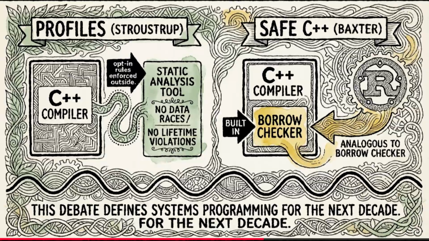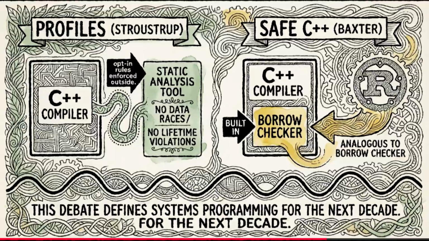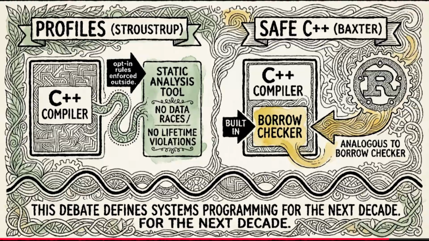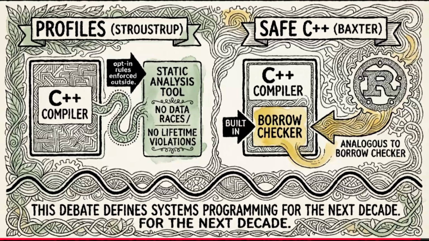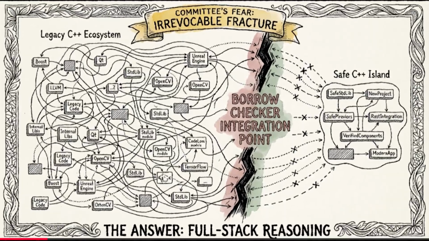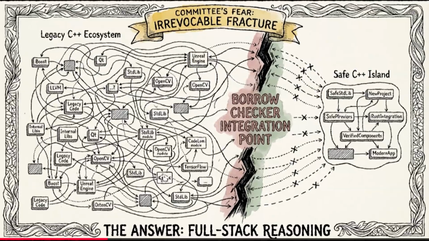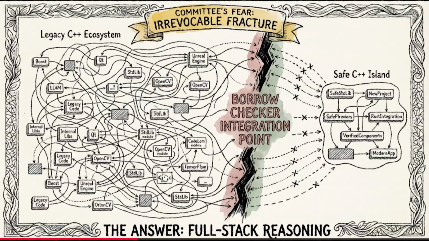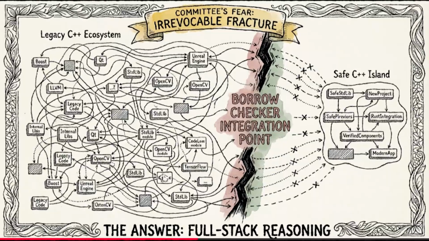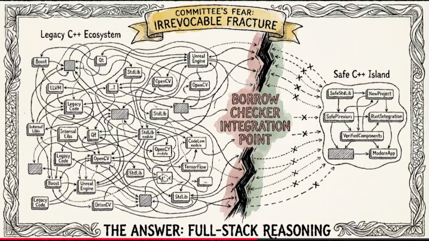This is a radical push to build a rigorously safe subset directly into the C++ compiler itself, highly analogous to Rust's borrow checker. And the outcome of this specific debate will essentially define systems programming for the next decade. Currently, the committee heavily favors the profiles approach. Their primary fear is that natively integrating a borrow checker would irrevocably fracture the C++ ecosystem, creating a hard divide between old C++ and safe C++ that code bases couldn't easily cross. The governing ethos remains consistent with the 1990s. C++ exists to provide you the tools for safety, but it fundamentally refuses to mandate a single restrictive paradigm.